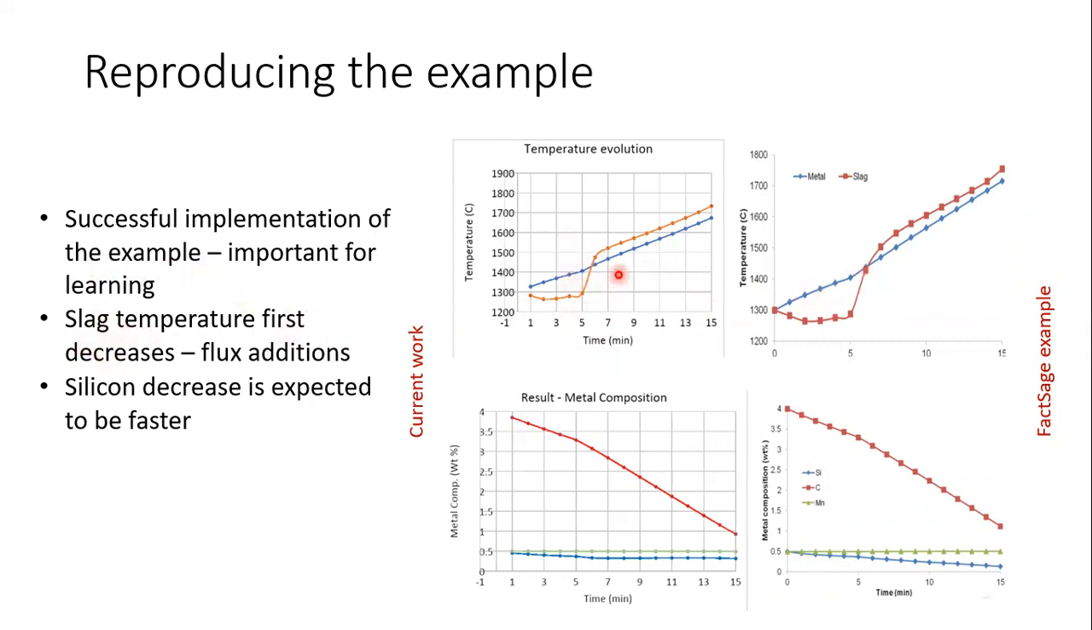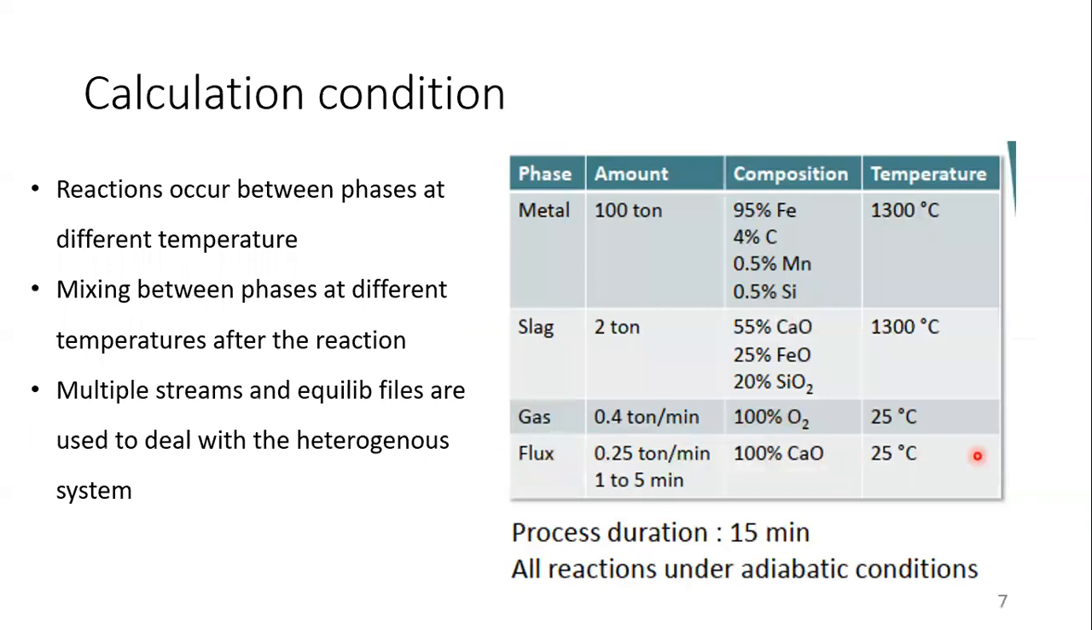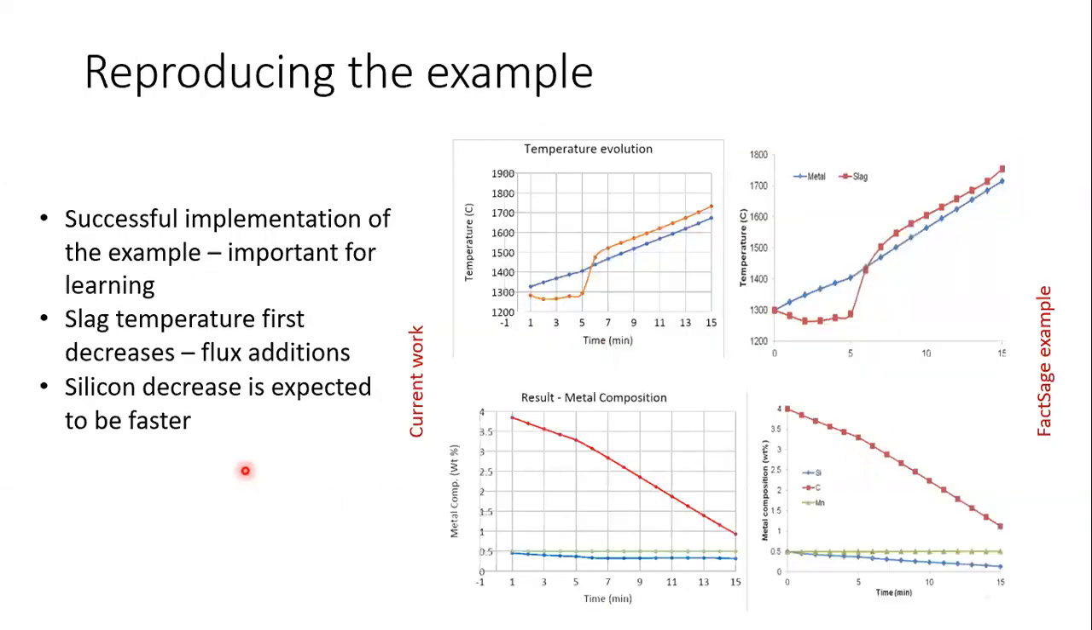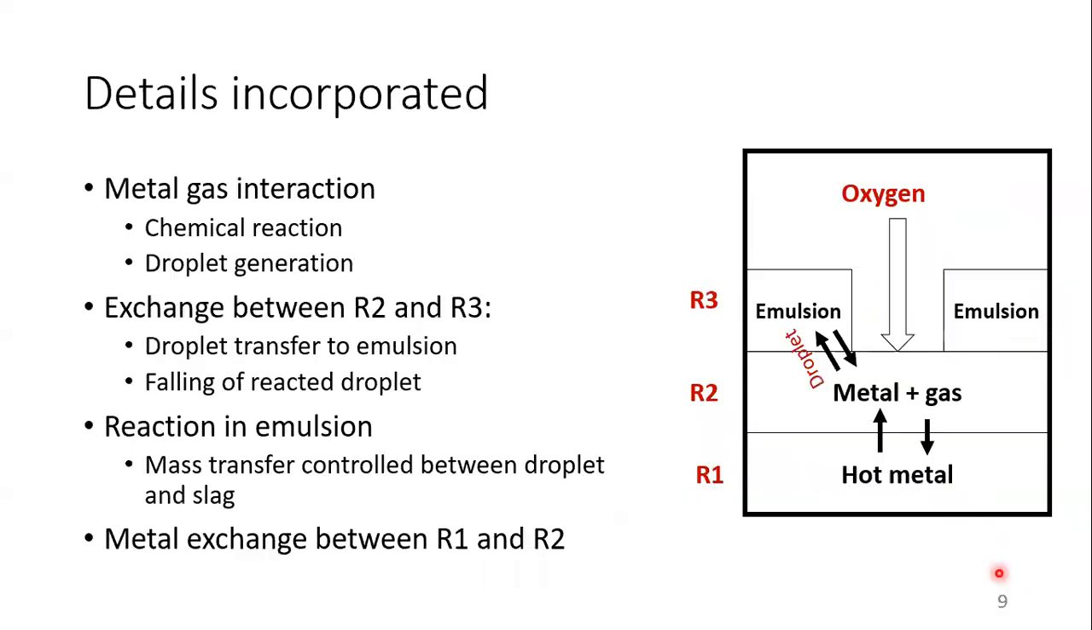So what we can see here is one of the key features: the slag temperature, if you look at the first, decreases and then increases, and this decrease essentially is associated with the initial flux injection, which is at room temperature. Silicon decrease, if you look at this too, in the current work, the decrease is not as significant as expected. Even in the example by FactSage, the decrease should have been faster. That's what is typically seen in the plant, but the trend is a bit slower, which we'll look at a little later in more detail. So that was just the worked out example.